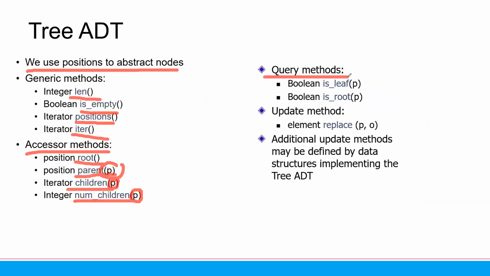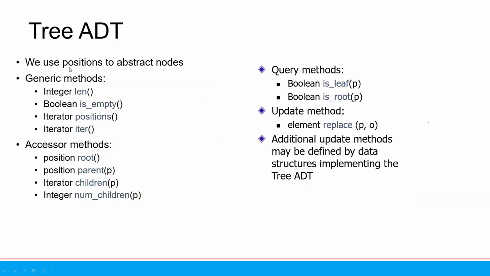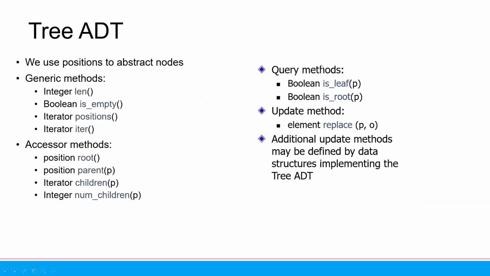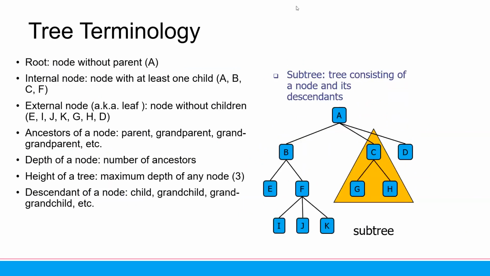We can query. The query method means I want to know whether it is a leaf or not. What is leaf? Leaf is the external node. And I want to know whether it is a root or not. Root means it is the node without parent.